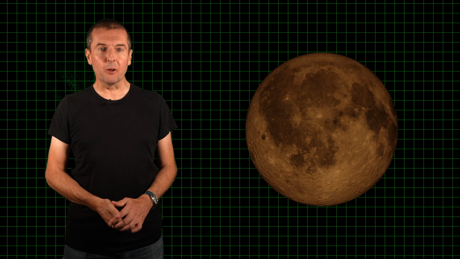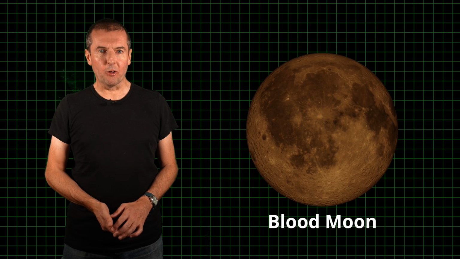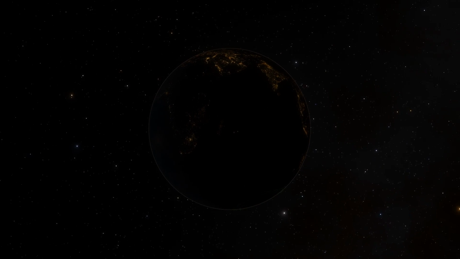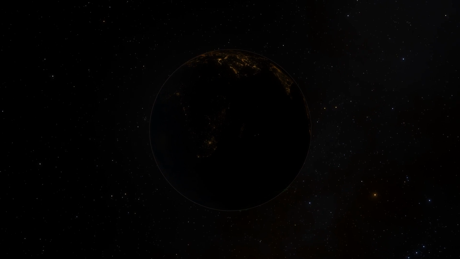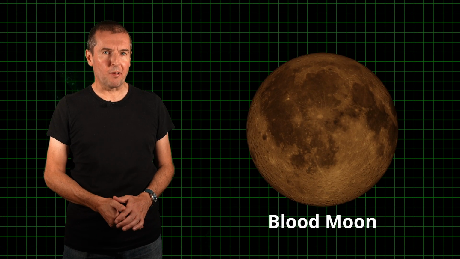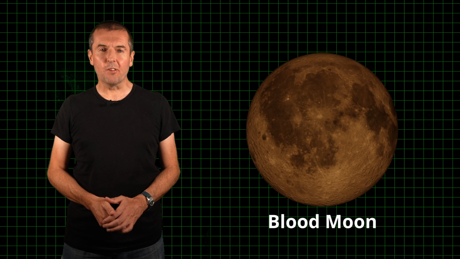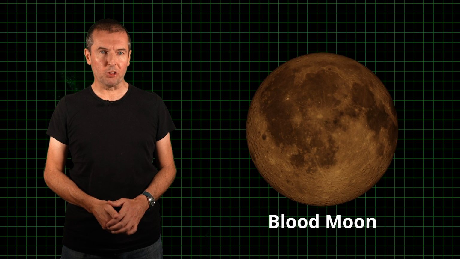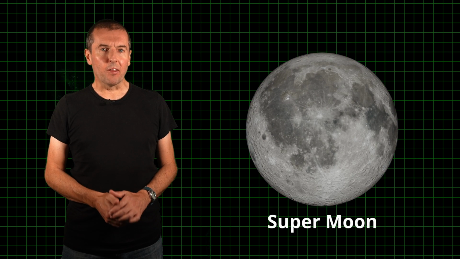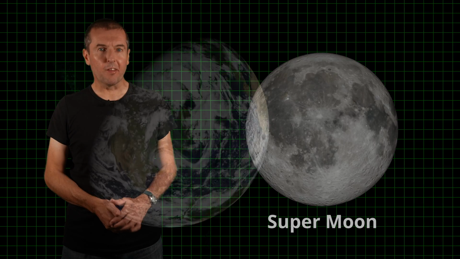Then we have a blood moon. During the equinoxes, the moon may pass through the Earth's shadow. The light from the sun is blocked by the Earth, but not completely. Some light gets refracted through the Earth's atmosphere, where it's tinted red, and so the moon's disk appears a red or orange colour.